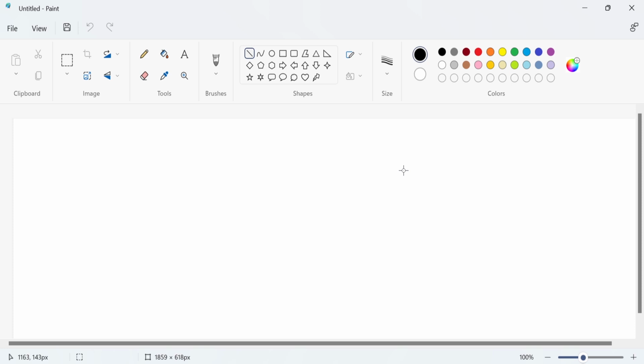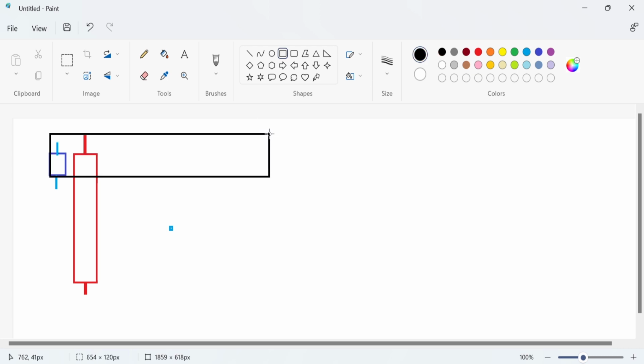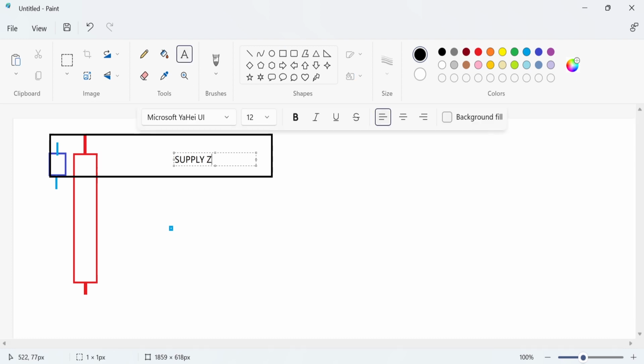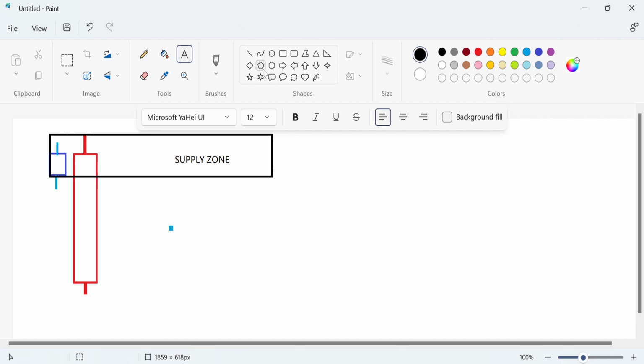Today, we are going to learn how to draw supply and demand zone the correct way. Let's suppose the candlestick for the rally base drop looks like this. We have a small candle, and then a large bearish candlestick engulfs it. So we will draw the zone from body to wick. This is the simplest way to draw a supply zone.